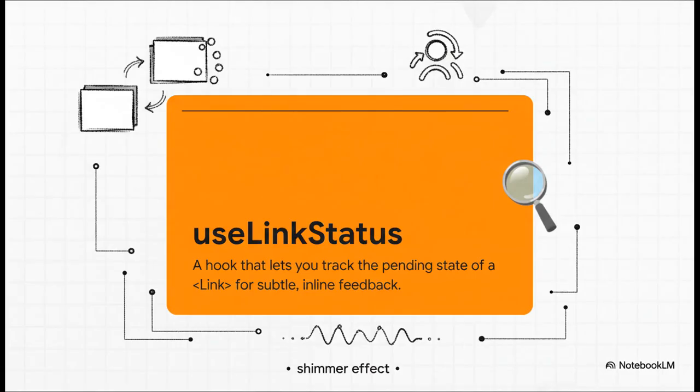So, what is this thing really? Well, the official docs say that useLinkStatus is a hook that tells you when a Next.js link is in a pending state. All that means is it's been clicked, but the new page content isn't quite ready yet. It's built specifically for creating these subtle, little inline bits of feedback, like a tiny spinner or a shimmer effect that pops up right next to the link they just clicked.